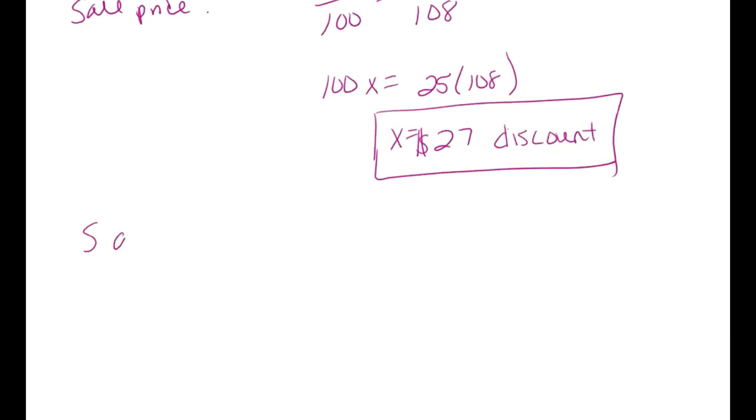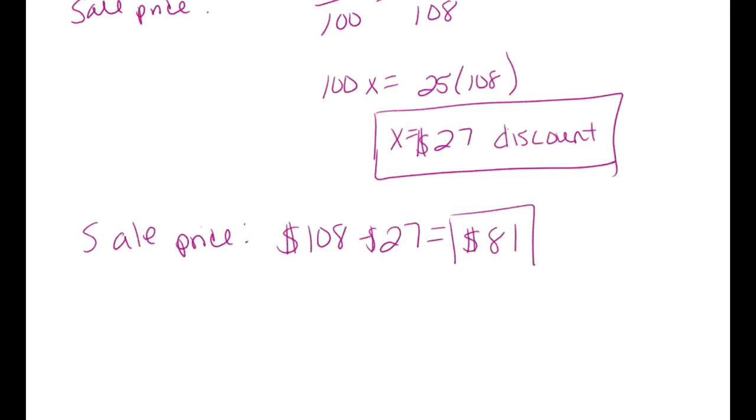What's the sale price? So the sale price is going to be the original amount, 108, minus 27. And when you do that, you'll get $81, which is probably a good deal. Good deal for a jacket, especially if it's a good warm one. We're going to need it today. It's blistery cold, so we definitely need those warm jackets.